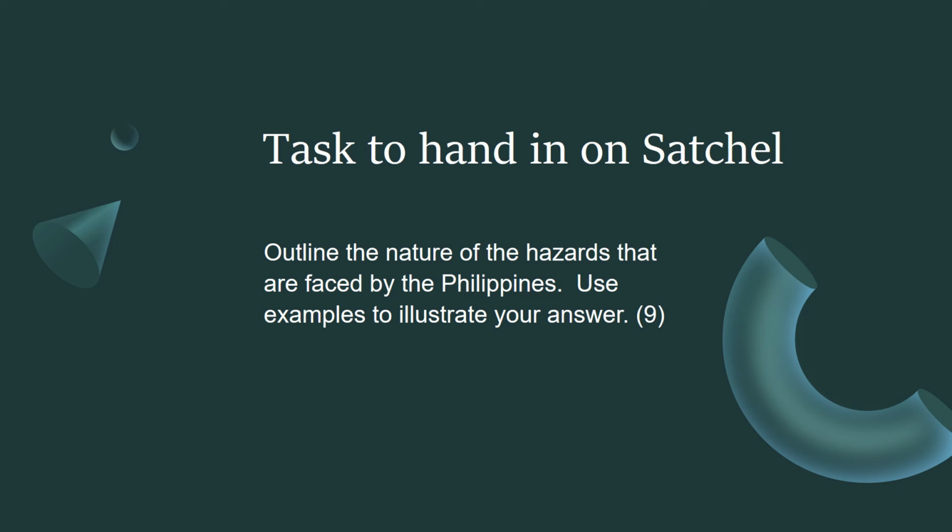The task that I'm going to want you to actually hand in, I've made it a 9-mark question. That's really just to give you an idea of how much to write. So the equivalent, if you were writing it by hand, of about a side. I'm not quite sure what that is as a word count for using a word processor, but it's a 9-mark question to give you a feel for how much I want you to write. So I put, outline the nature of the hazards that are faced by the Philippines. Use examples to illustrate your answer.